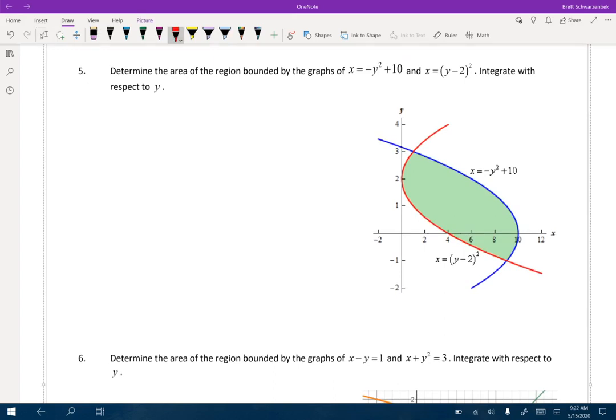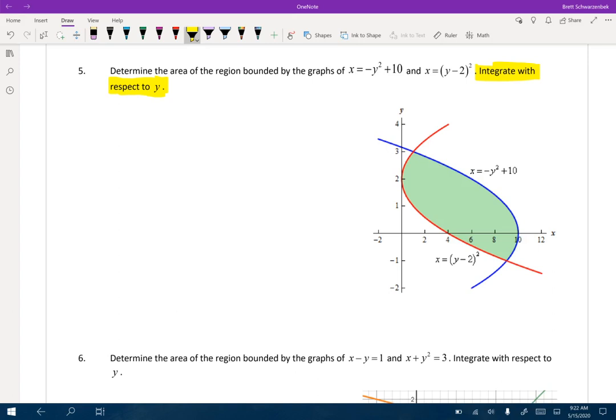All right, number 5. It says determine the area of the region bounded by the graphs x equals negative y squared plus 10 and x equals (y minus 2) squared. Integrate with respect to y. Okay. If you look at our equations, something has changed. They are basically solved for x.